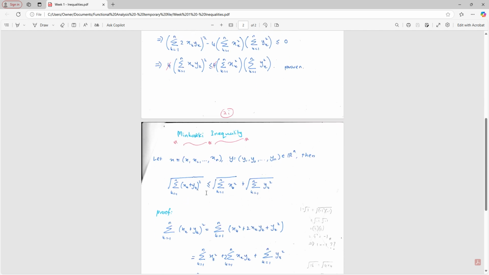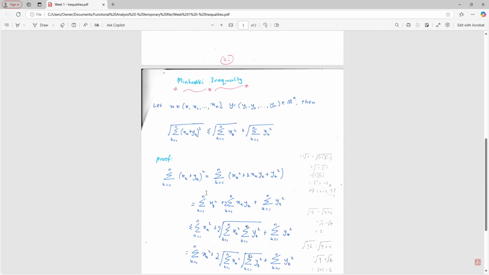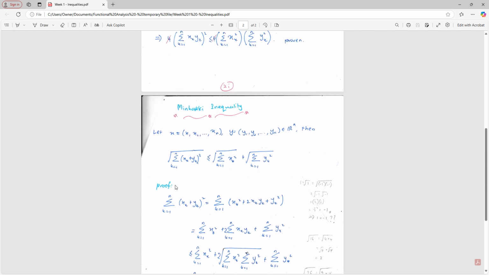So to prove the Minkowski inequality, let us see first what the Minkowski inequality is. The Minkowski inequality is that we have a summation here of (x plus y) square, we take the sum for k from 1 up until n and take the square root. So this square root should be less than the square root of each of the xk plus the square root of each of the yk here. So this is the Minkowski inequality.